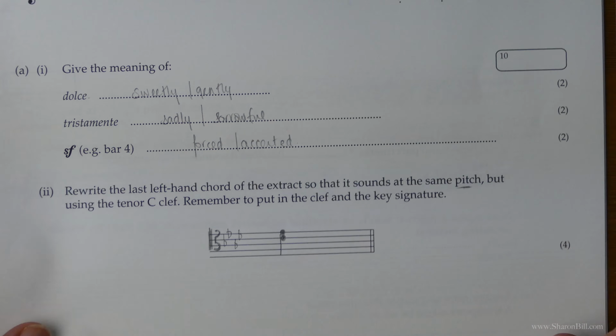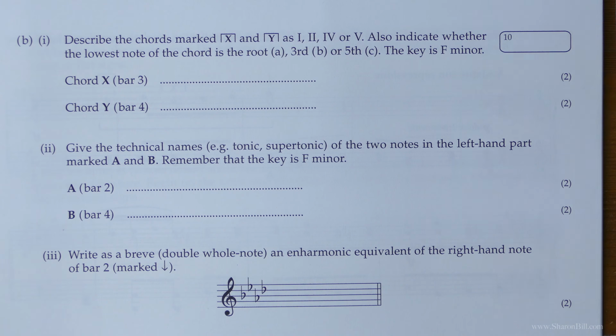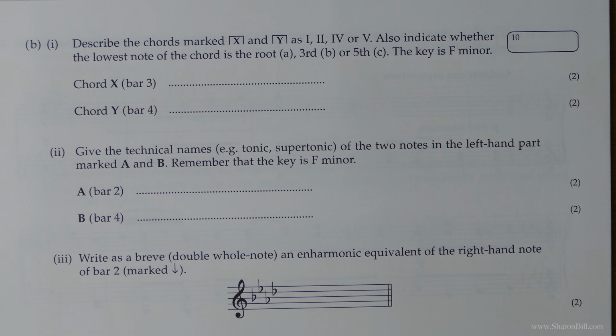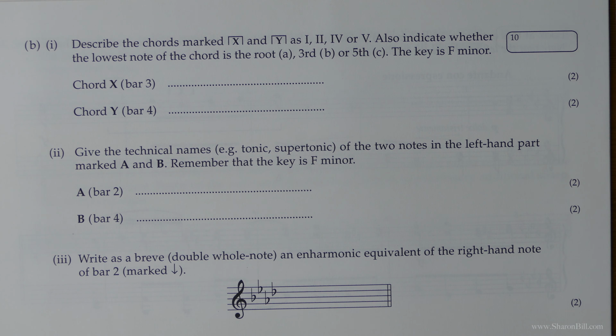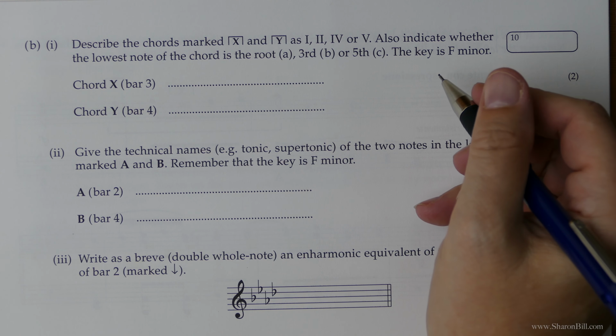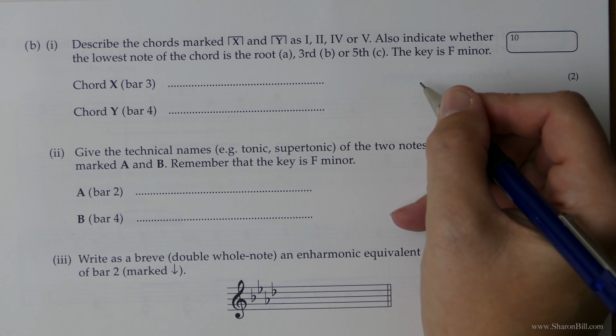So keeping this page to hand, but turning over, we're going to have to keep referring to this. So we'll have to keep turning over. We need to describe the chords of this extract, marked X, Y, as 1, 2, 4 or 5, and then we need to just describe what position that's in, whether it's root or inversion. We're told that the key is F minor. So before we go looking, let's just work out what our chords will be constructed of.